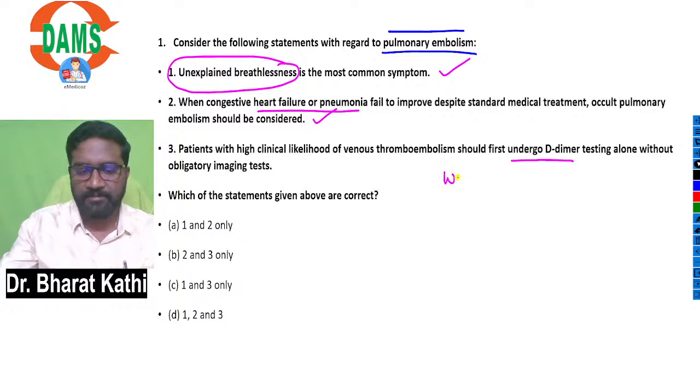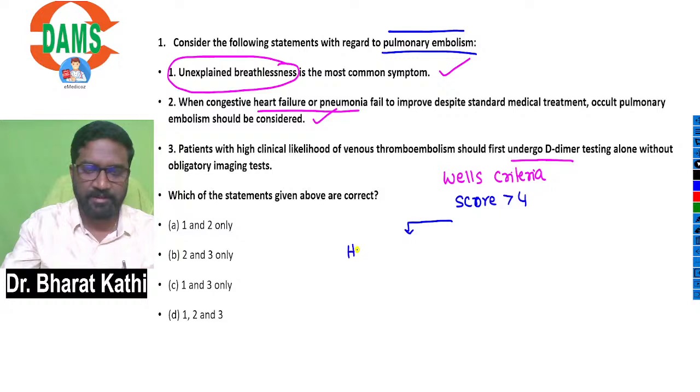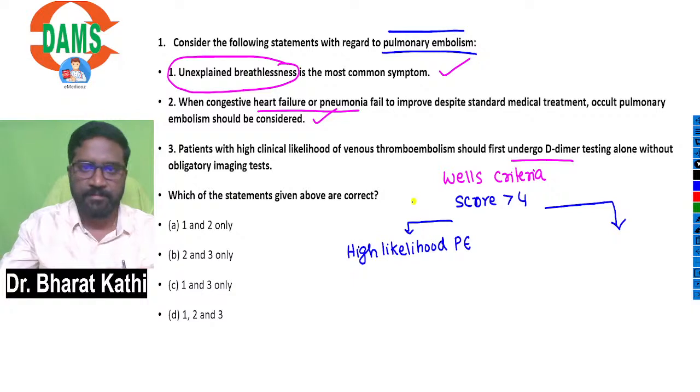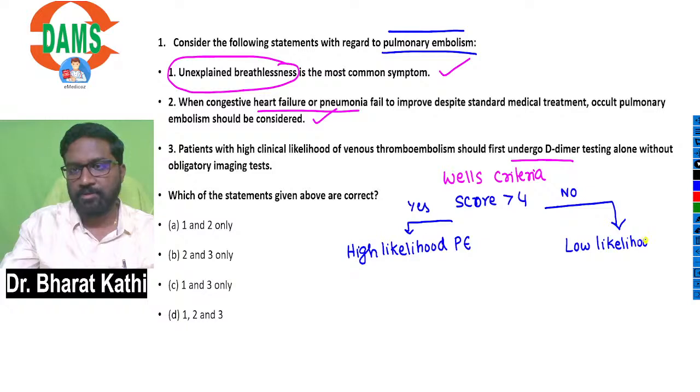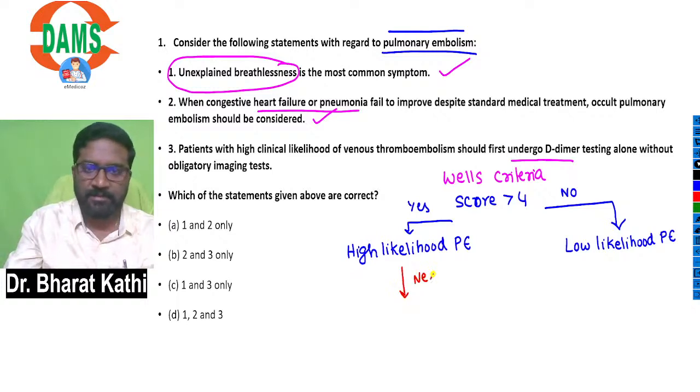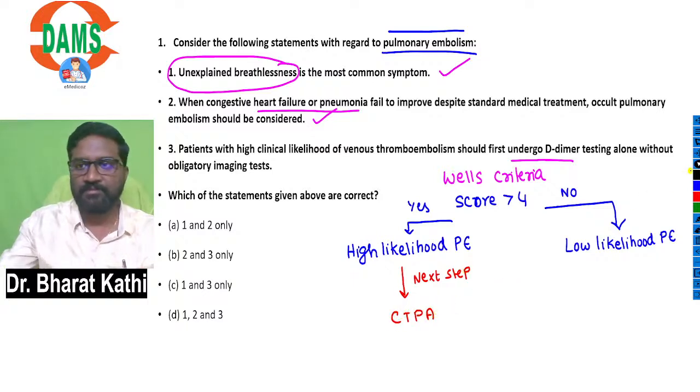We know that there is something called the Wells criteria. In Wells criteria, depending on the score, if the score is more than 4, we consider it as high likelihood pulmonary embolism. If the score is not more than 4, it is low likelihood pulmonary embolism. If it is high likelihood, the next step should be the investigation of choice because the chance of pulmonary embolism is high.